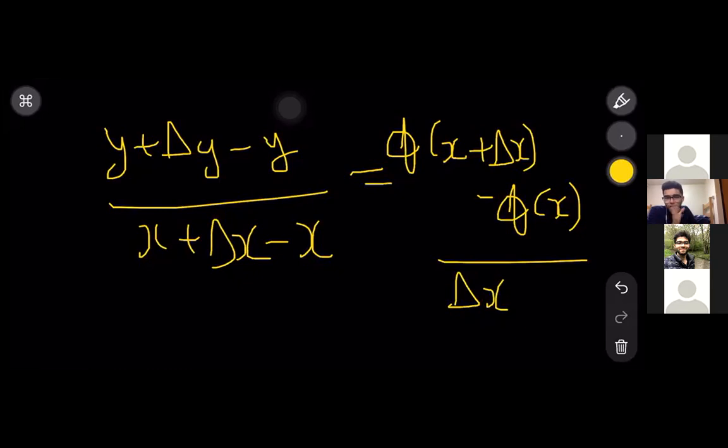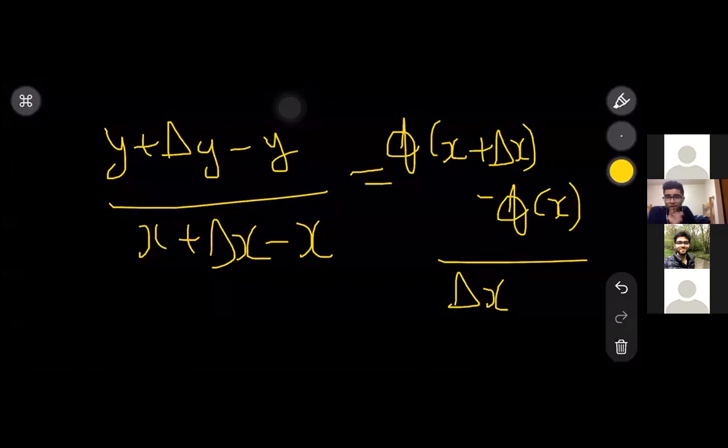It looks so much simpler now. We just have f of x plus delta x, f of x and delta x. So the only thing that we would need is that delta x. We just want to know what is the change. If that is given to us, we can solve this equation.